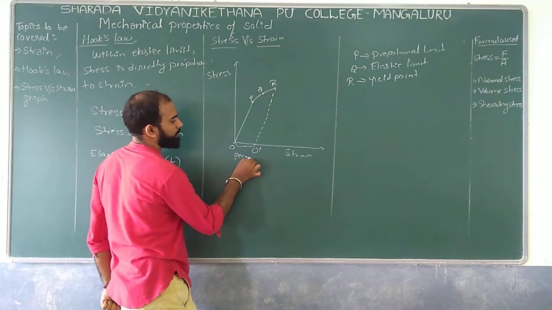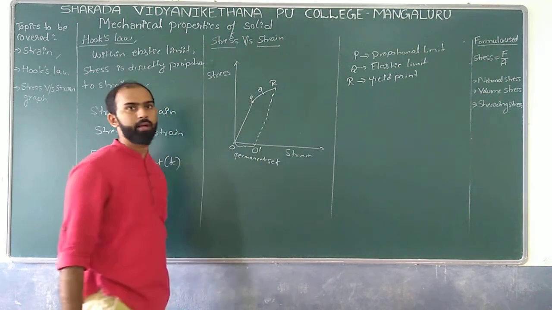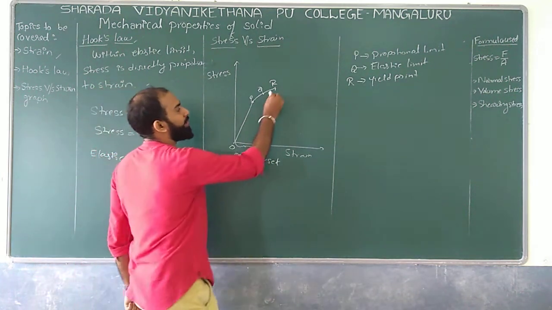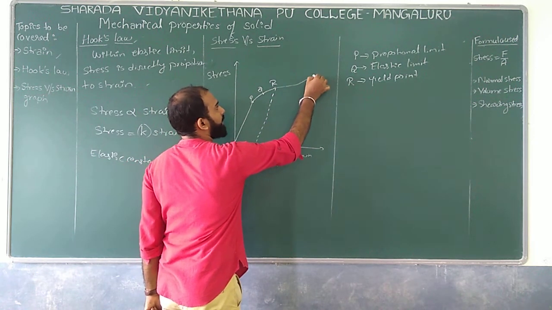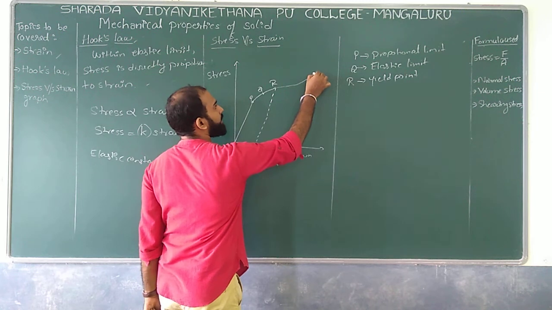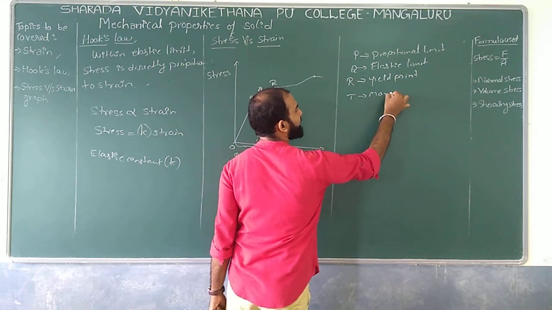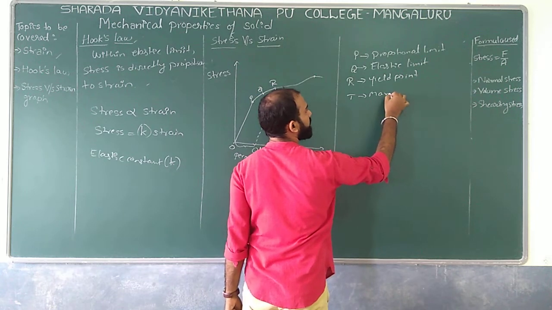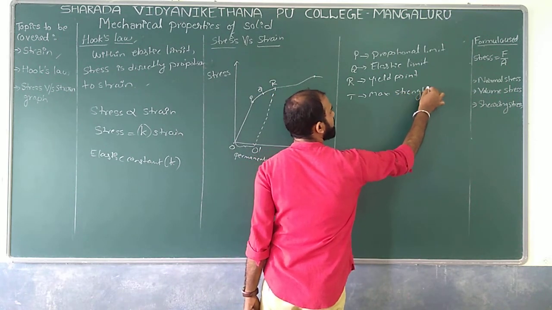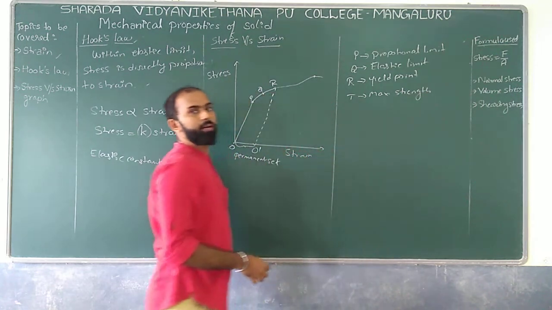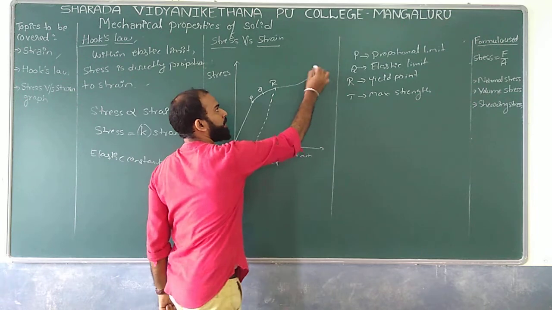That is called as permanent set over here. Okay. So now, if I apply further, what happens? If I apply further, this particular point is called, let us say T, the maximum strength of the material. That is called as maximum strength over here. That is called as T.